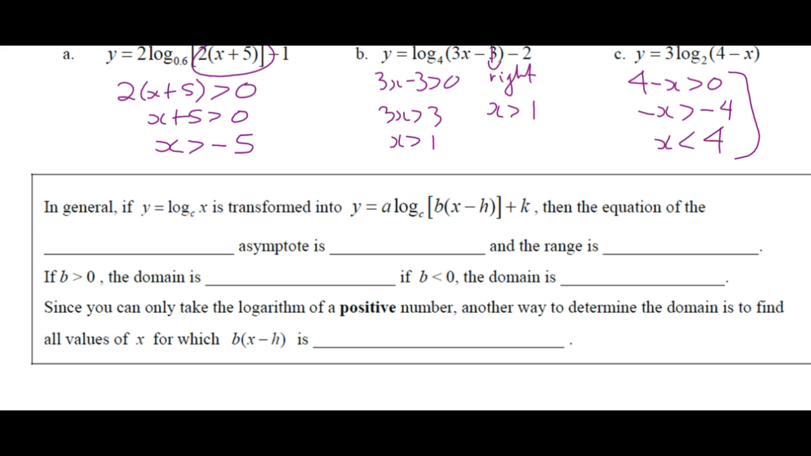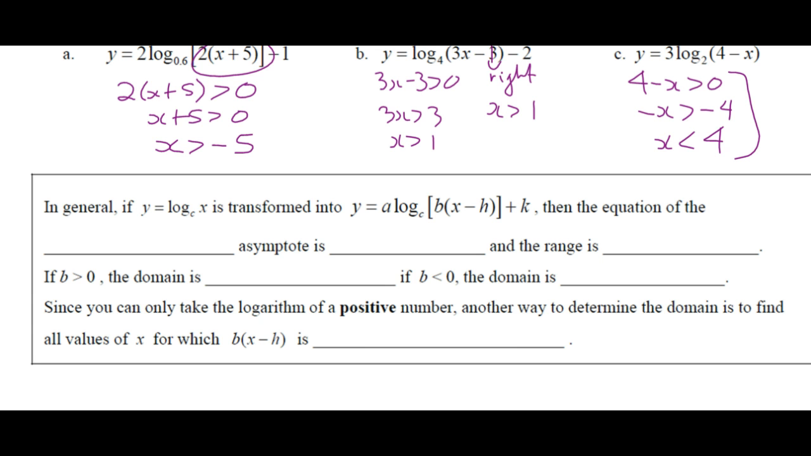In general, if y equals log base c of x is transformed, you can see everything's over on the right-hand side, right? So looking at this, it's no different than if it was a radical, it's no different than a rational, right? All of these things, even sine, a sine, b bracket. Now we use different letters, but it's all the same idea.